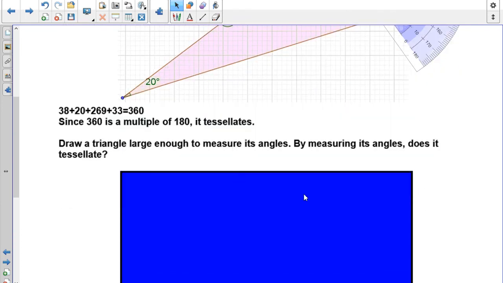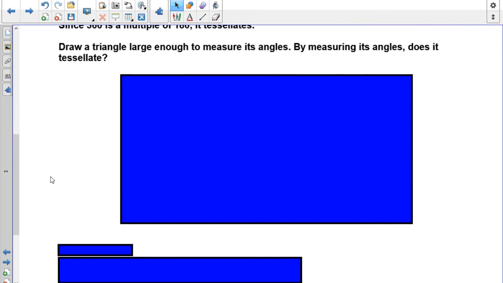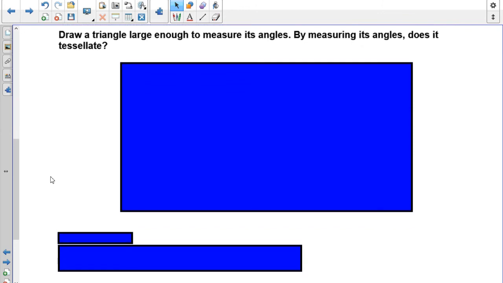Okay? Now I want you to draw a triangle large enough to measure its angles. So we're going to have you do this without cutting it out and trying to trace around it. So draw a very large triangle. Doesn't matter what kind it is. It can be acute, it can be obtuse, it could be scalene, whatever you want to do. Okay, and measure its internal angles and mark them down, and then add them up and see if you get the proper number. So do that right now.